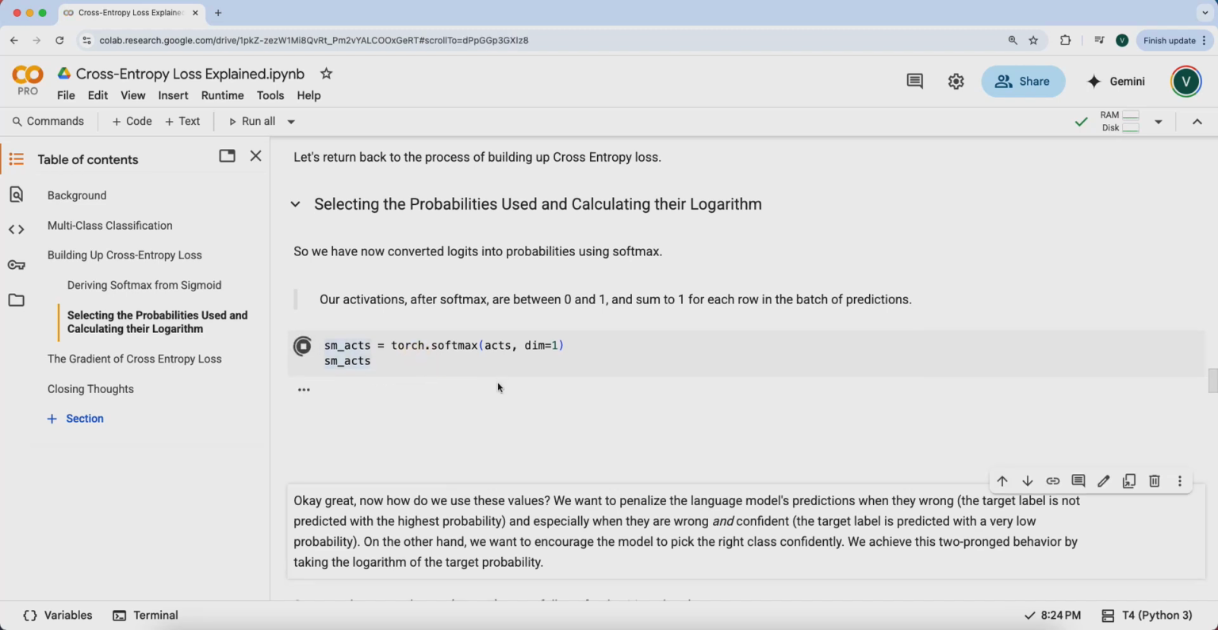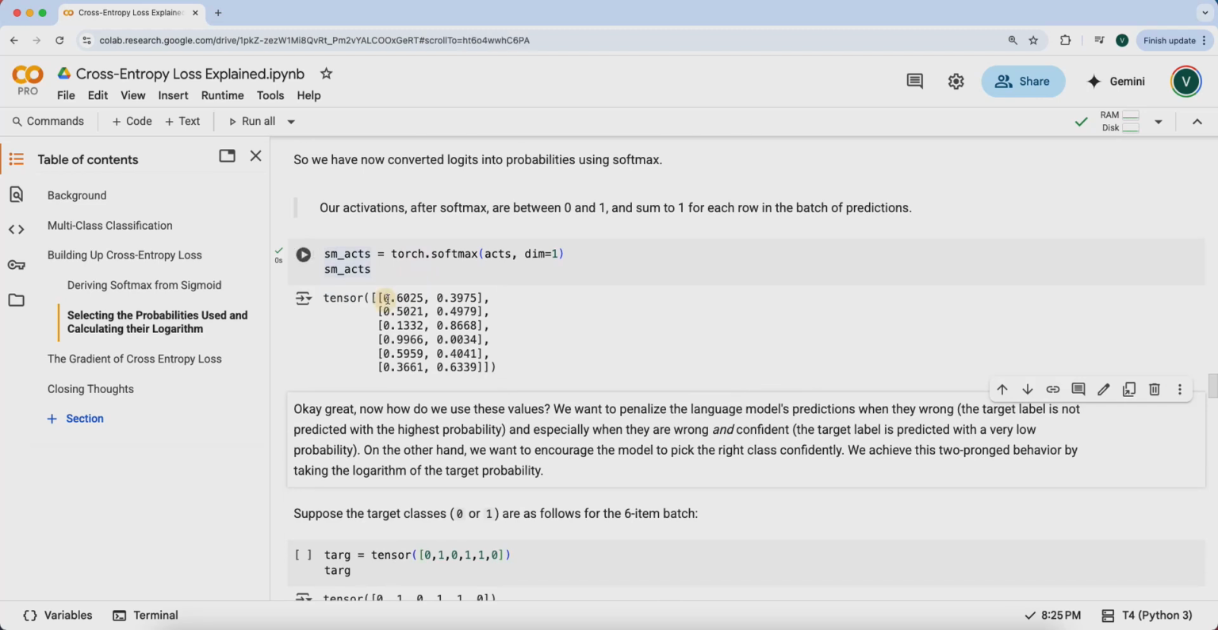All right. So how do we want to use these values? We have these probabilities, so what does that mean for helping the model learn to do its job? What is the job that we want it to do? Well, we want the model to penalize its predictions when they are wrong. Wrong means the target label is not predicted with the highest probability; some other label is predicted with the highest probability. And we want to especially penalize the language model when it's wrong and confident, so the target label is predicted with a very low probability.